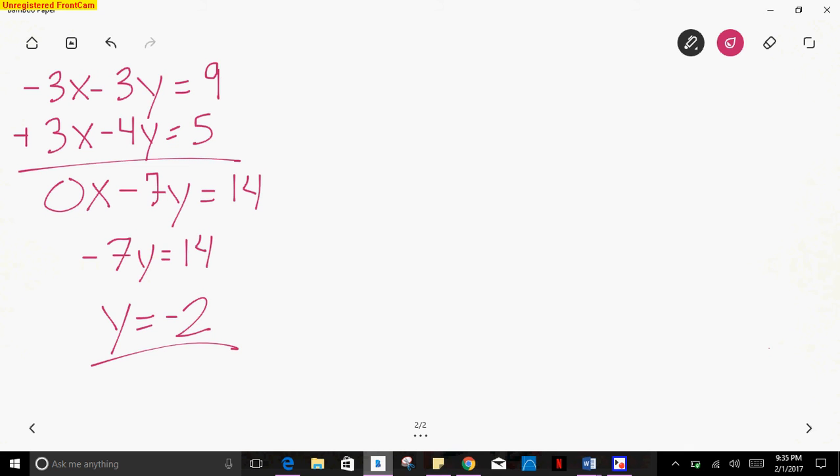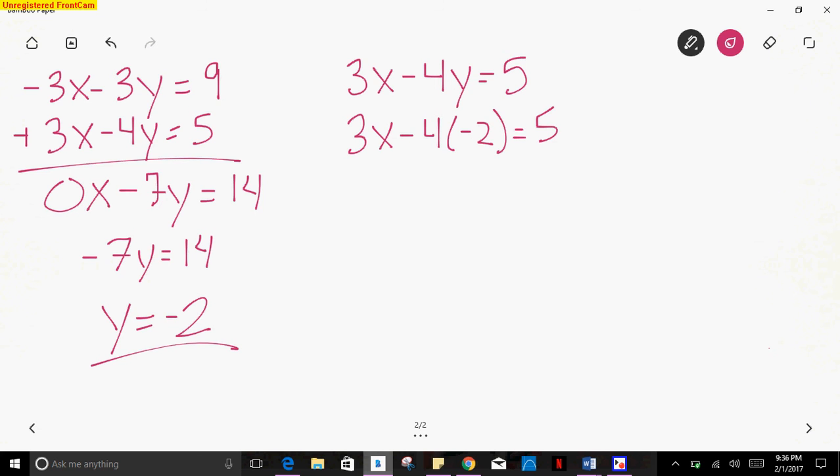Now, once again, I can choose either equation I want. I'm going to go with the bottom one, just because, once again, it just looks nicer to me. I could choose the top one, and I'll end up getting the same answer still. So, I know y equals negative 2. My first step would be to plug that negative 2 in for y. Now I'm going to simplify. So negative 4 times negative 2 is a positive 8, and I'm going to start to solve.